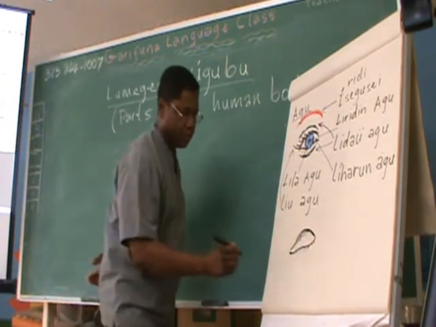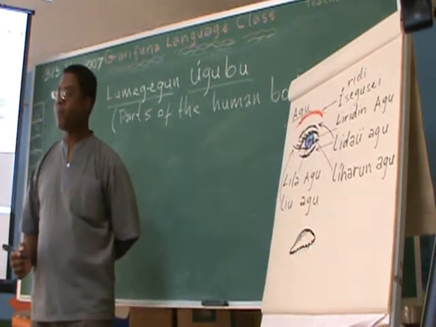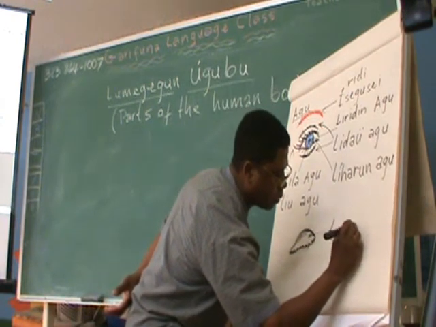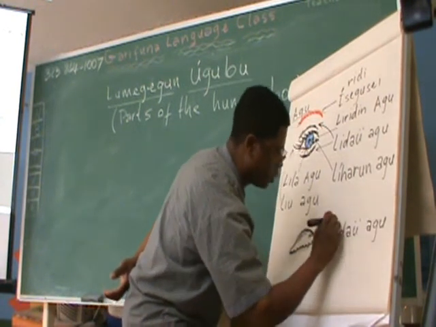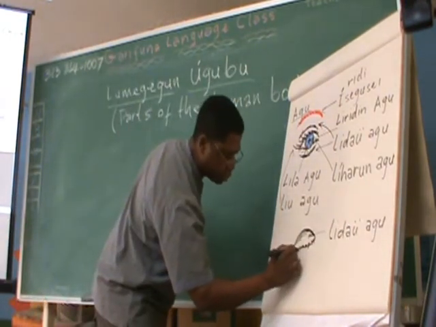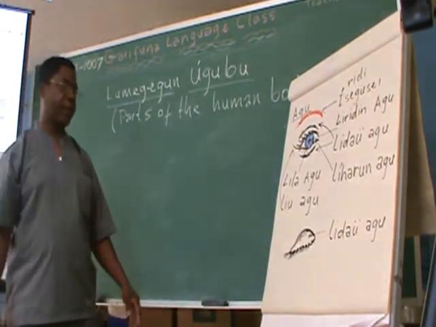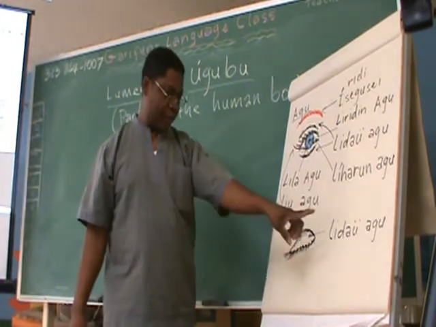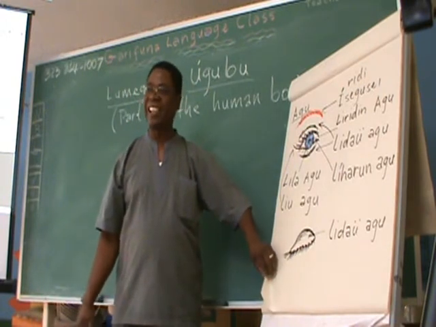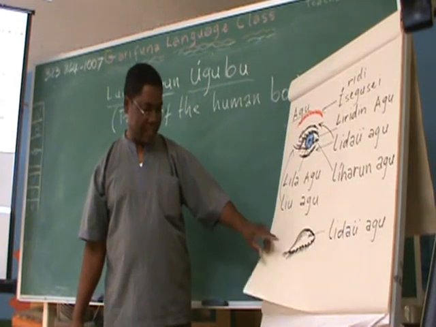What's the name for the eyelid? Say it loud. Lideragu, right? When the eyes are closed, that's eyelid. It looks like a worm, right? Running that way. Looks like a sea creature. Is that a closed eye? Pardon me? Is that a closed eye?